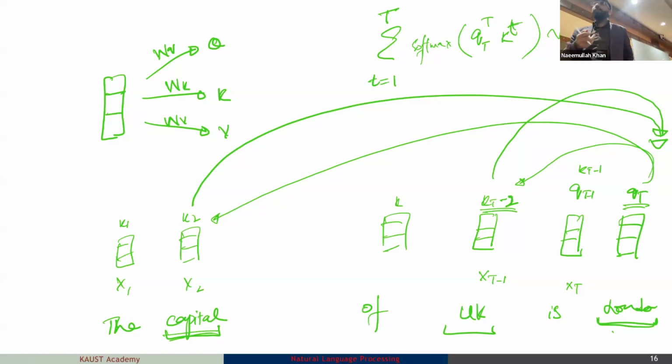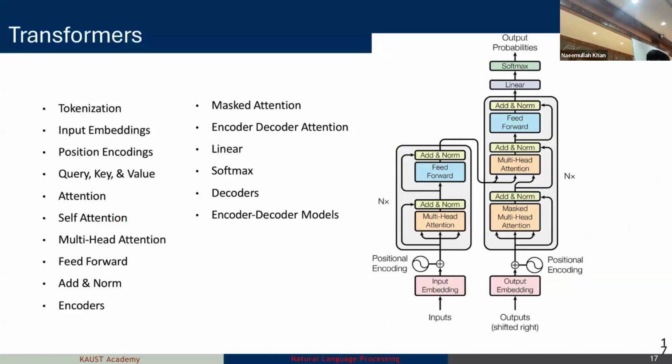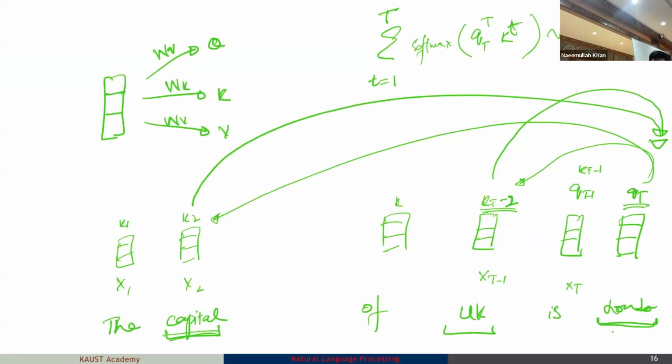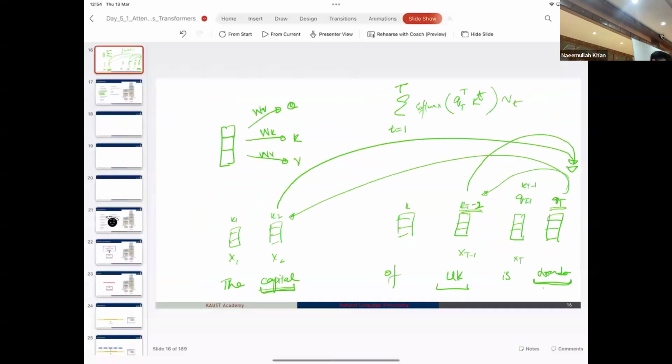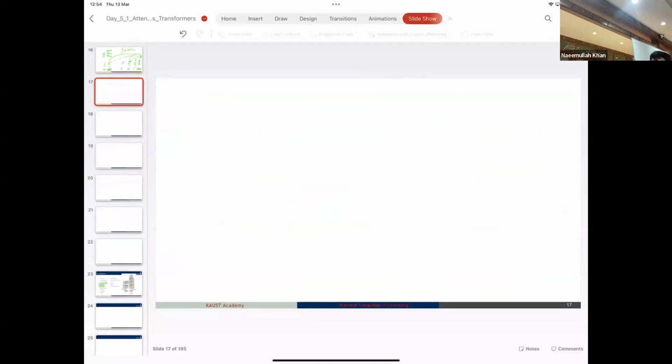Okay, everybody is with me? Okay, so now a couple of simplifying steps. So we are essentially talking about key query value pair and attention. Okay, I just want to make a little bit of distinction between 2 types of attention, which is self-attention and cross-attention. Okay, so the mechanism that I just showed you, this is called self-attention. Okay, why is it called self-attention?